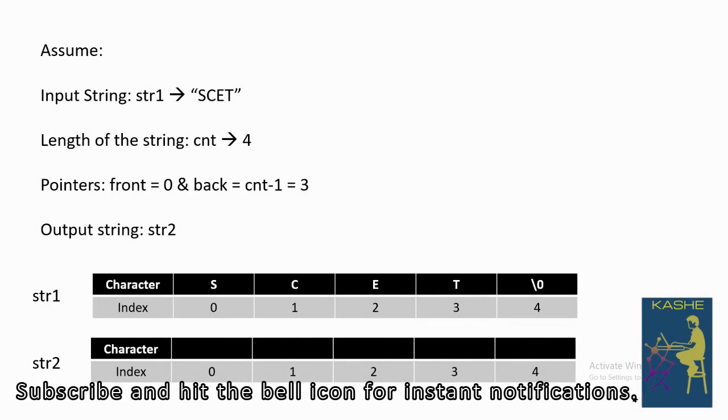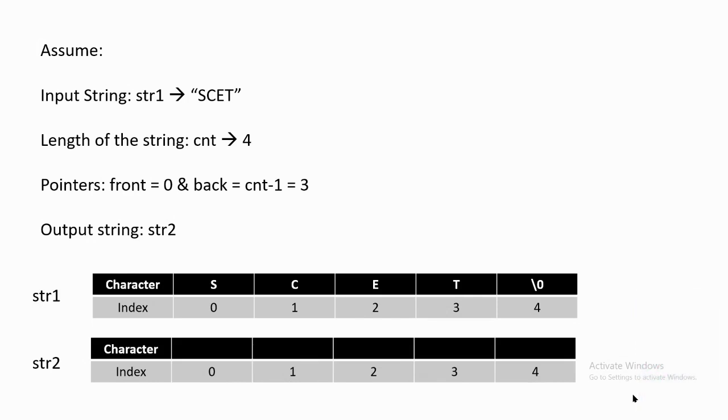For that, assume str1 is the input string, which has scet in it, and cnt is a count variable. Since our input string has 4 characters, it will hold 4, and then I am using two variables, front and back, to hold the indices of the string. Front is initialized with 0 and back is initialized with count minus 1, that is 3 in our case.